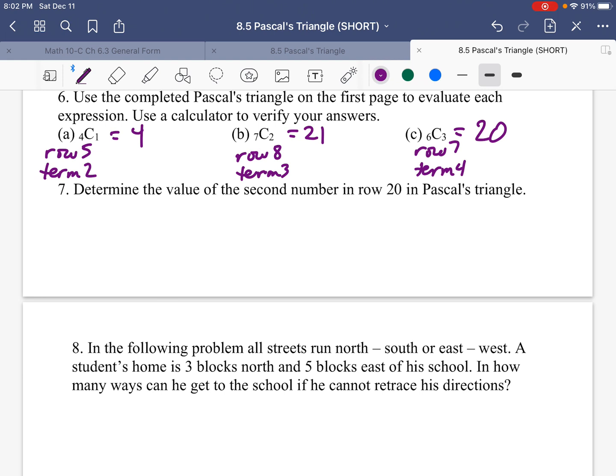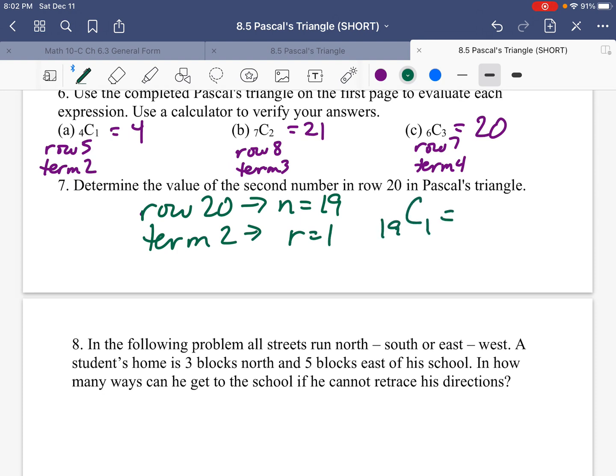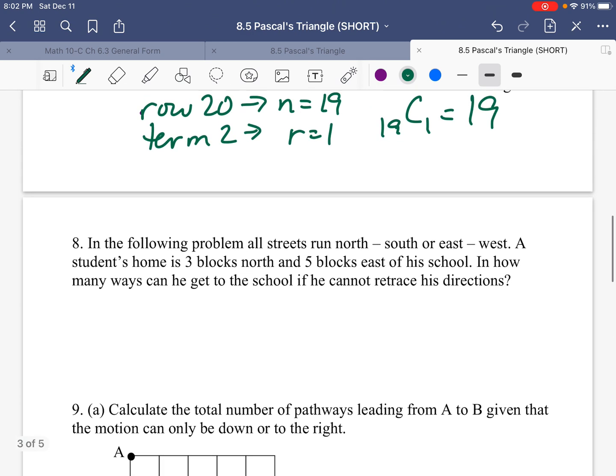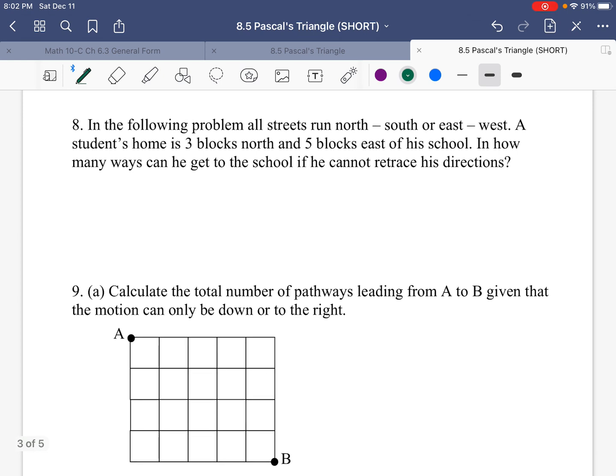Now, last question before we go on. Determine the value of the second number in row 20 on Pascal's triangle. Row 20, n is 19. Term 2, r is 1. So this is 19C1, and no, I don't expect you to write up Pascal's triangle for that much. Grab Mr. Calculator and go 19C1, it should be 19. All right?